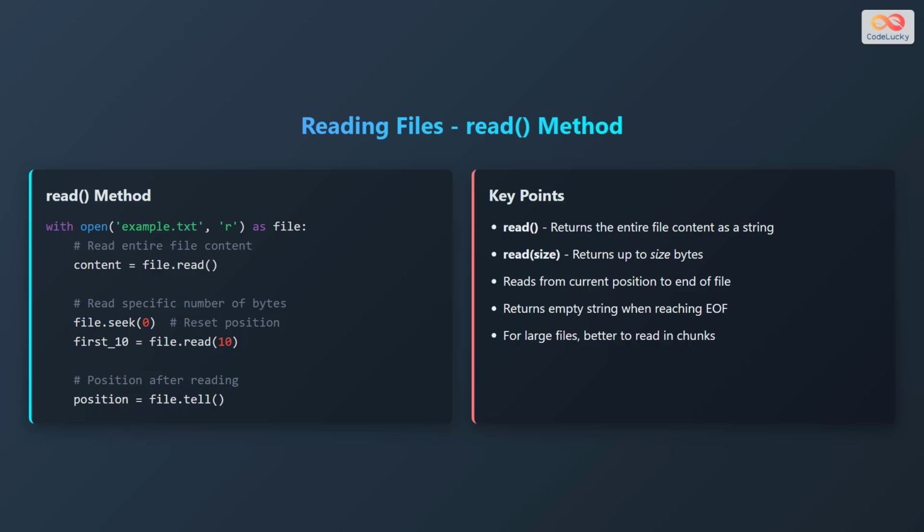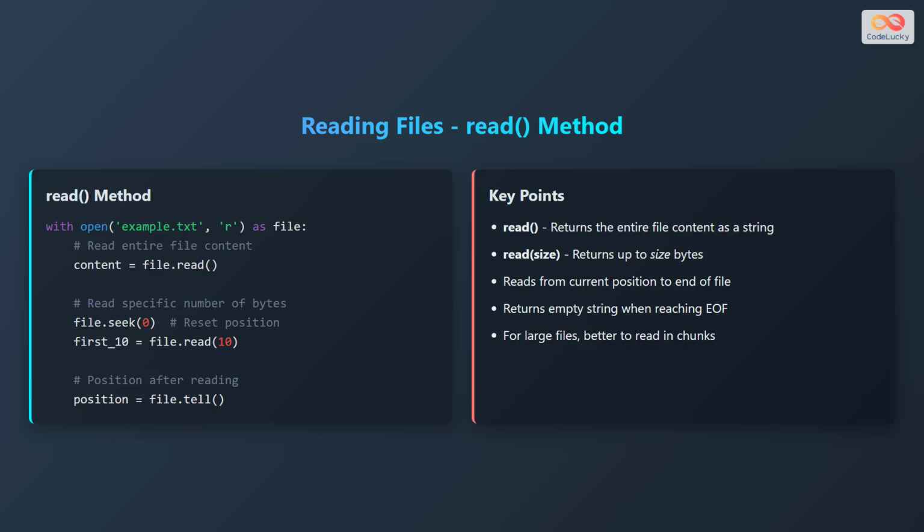Here we will focus on reading files using the read method. On the left, the code demonstrates how to use the read method. When you open a file in read mode, you can read the entire file content into a string using file.read. You can also read a specific number of bytes by passing a size argument to read. To reset the file position, you can use the seek method. The tell method gives the current file position.